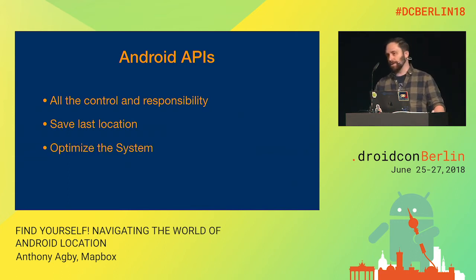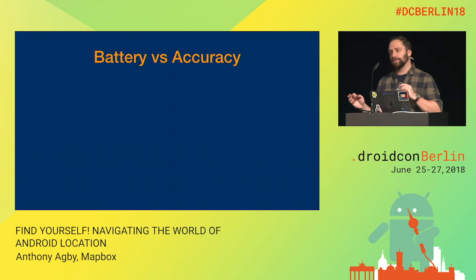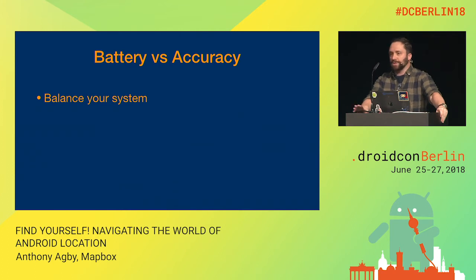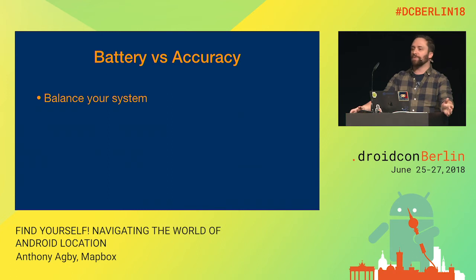And the main part of using Android built-in APIs is you are responsible for optimizing the system. And what that really comes down to involving location technologies is managing battery versus accuracy. So battery versus accuracy, you have to balance the system. So what that means is, which providers are you using?